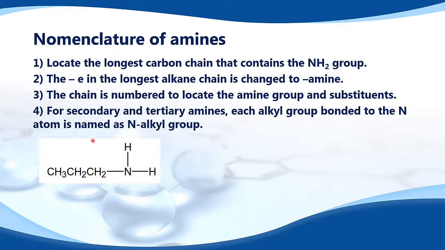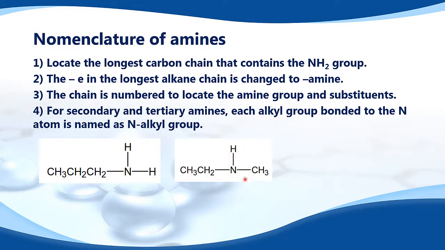So let's try an example. This is a primary amine because we have two hydrogen atoms and one alkyl group. So let's locate the longest carbon chain. It's 1, 2, 3 carbons, so it's going to be propane. And then we change the E to the amine. So this is going to be propanamine.